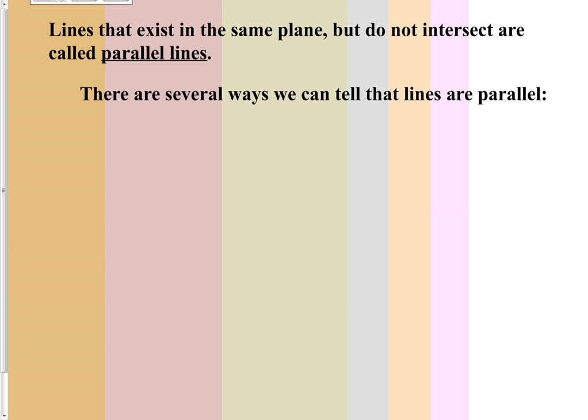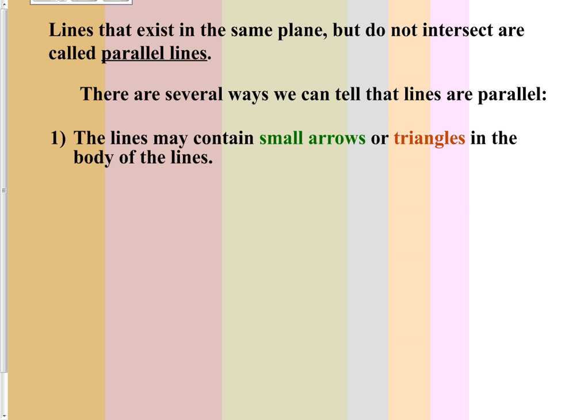There are several ways that we can tell that lines are parallel or not. And as I've already said, it is not good enough to simply say they don't touch, that means they're parallel, because that is absolutely not true. One of the ways that we're going to be looking at a lot this year is that the lines themselves may contain small arrows or triangles in the body of the lines. I'll show you what that looks like here in just a moment. The lines may contain small arrows or triangles in the body of the lines.